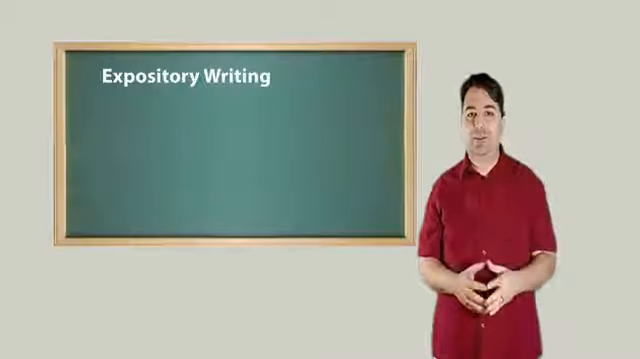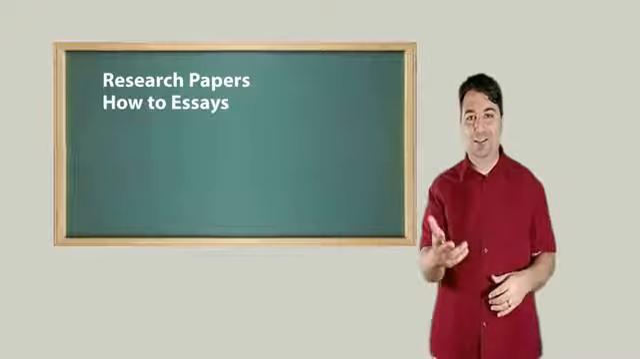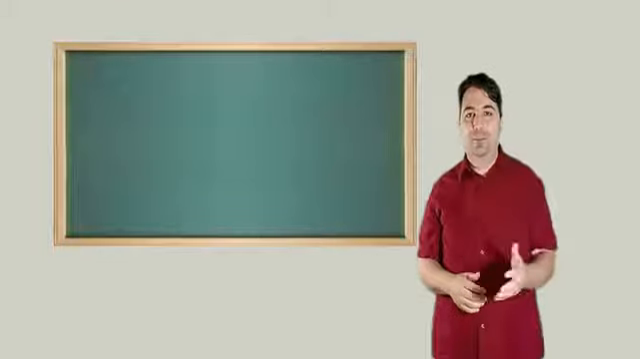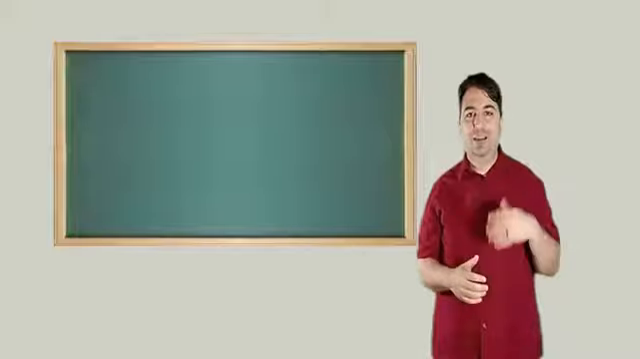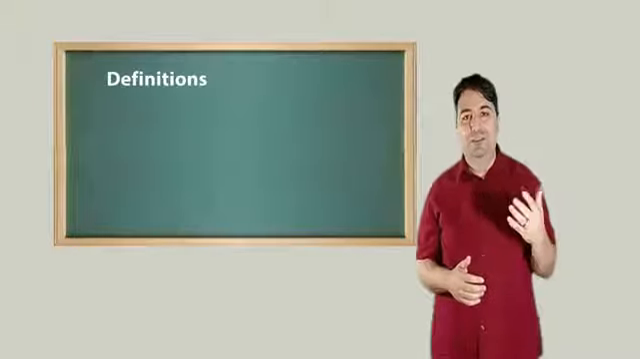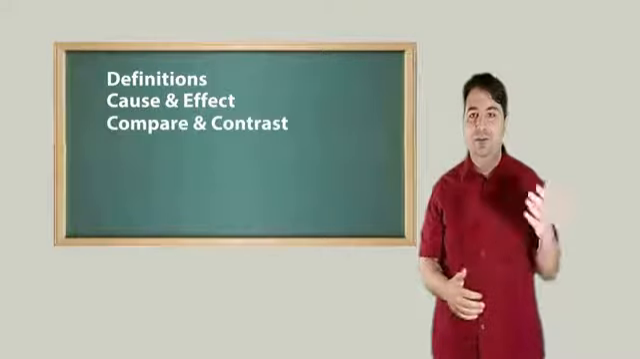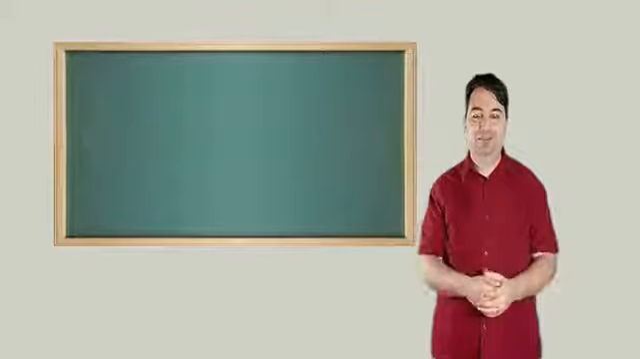Examples of expository writing are research papers, how-to essays, like the script used for this video, and newspaper articles. The purpose of expository writing is usually to inform. Expository writing can include definitions, cause and effect relationships, compare and contrast, and response to questions asked about a text.